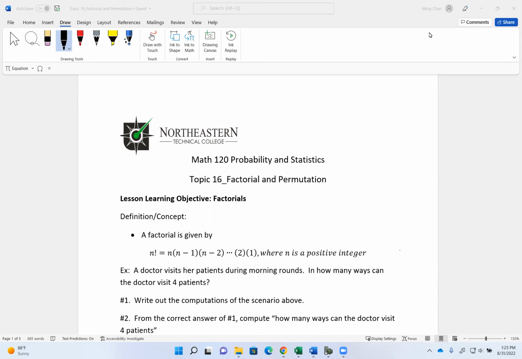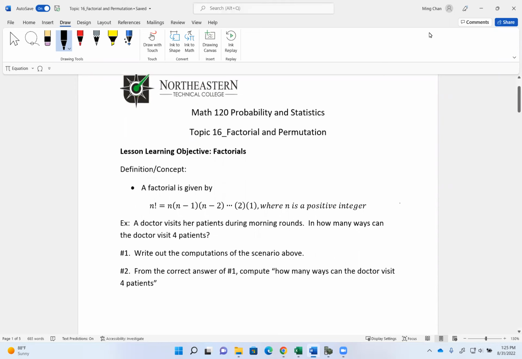So what is a factorial? Factorial is given by this symbol called n factorial. N factorial is whatever this number is, you start out with that and then multiply by n minus 1, multiply by n minus 2, all the way down to multiplying by 1. So if this is 5 factorial, then by the formula, 5 factorial means 5 times 5 minus 1, which is 4, times 5 minus 2, which is 3, then times 2 times 1.